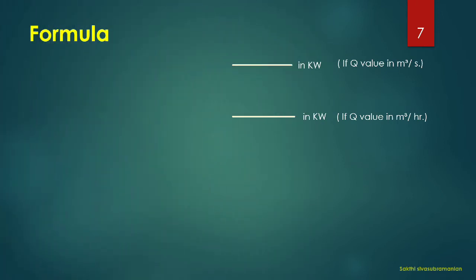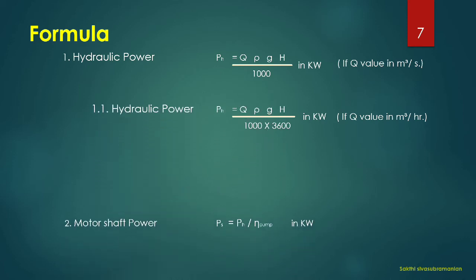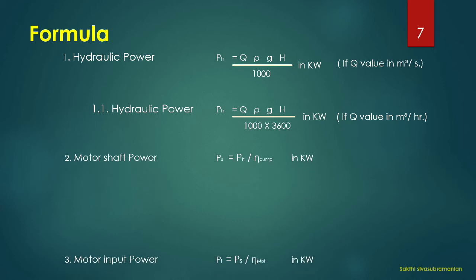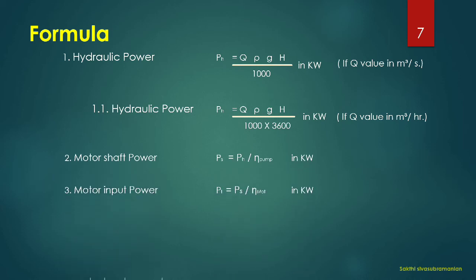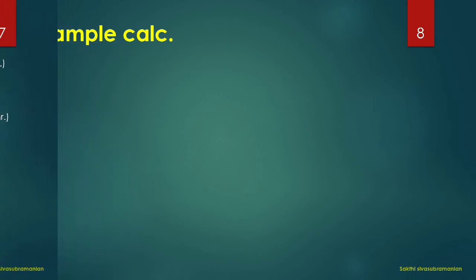The formulas used to calculate the pump capacity are as follows. First, we calculate the hydraulic power, considering whether Q is in meter cube per second or meter cube per hour. Hydraulic power is equal to Q rho g H divided by 1000, or Q rho g H divided by 1000 into 3600. It differs based on the unit. Next, we calculate the motor shaft power by dividing the hydraulic power by the pump efficiency. Next, we calculate the motor input power by dividing by the motor efficiency.